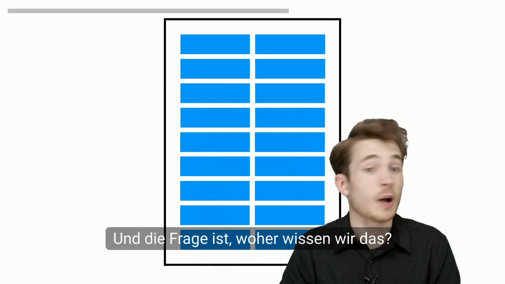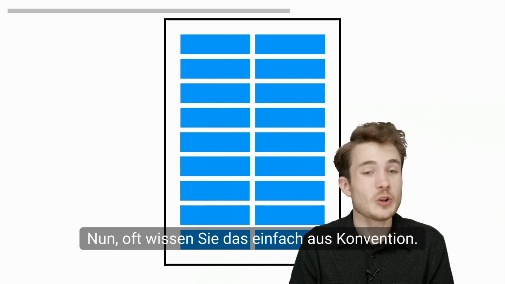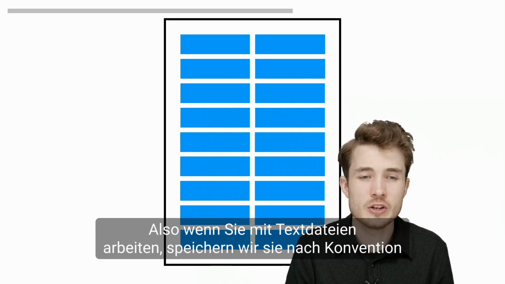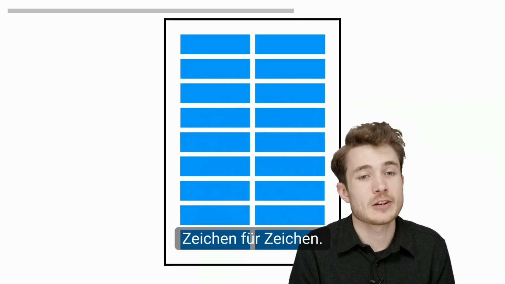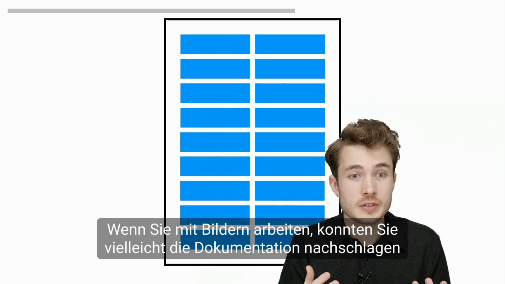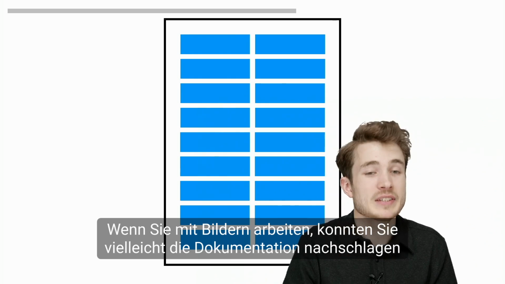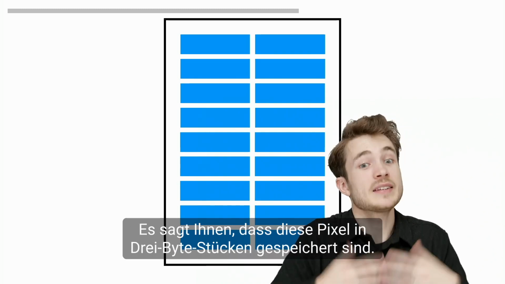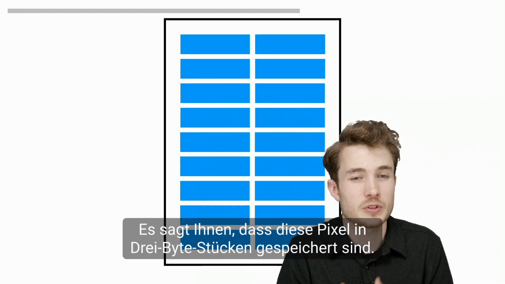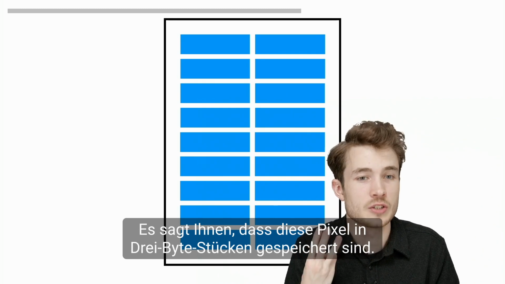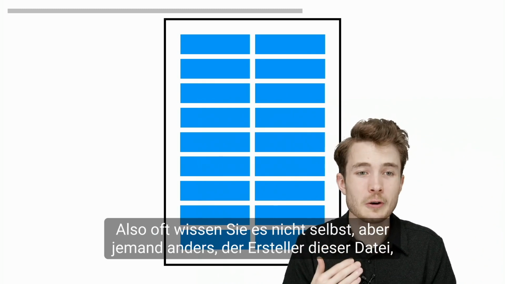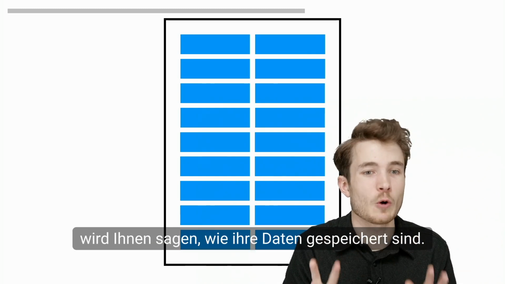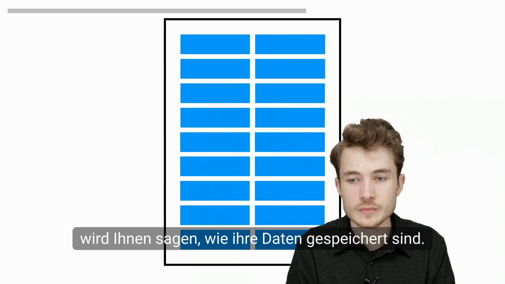And the question is, how do we know that? Well, often you just know that from convention. So if you're working with text files, by convention, we store them character by character. If you're working with images, you were able to maybe look up documentation for, let's say, the .png or .bmp file type. It tells you that those pixels are stored in 3 byte chunks. So often you don't know yourself, but somebody else, the maker of that file, will tell you how their data is stored. A good question.